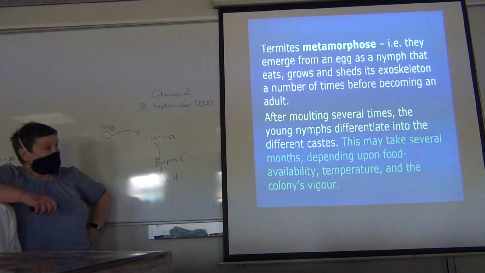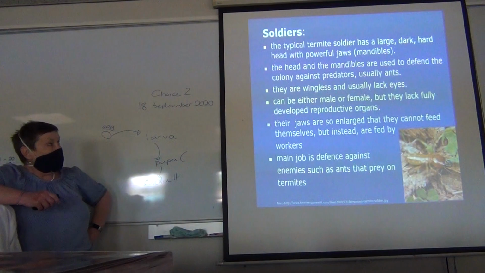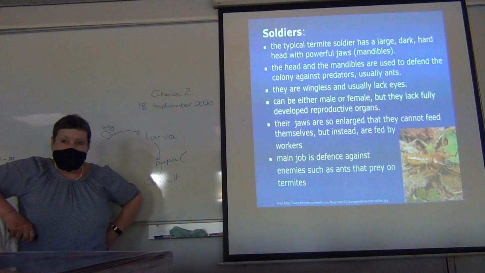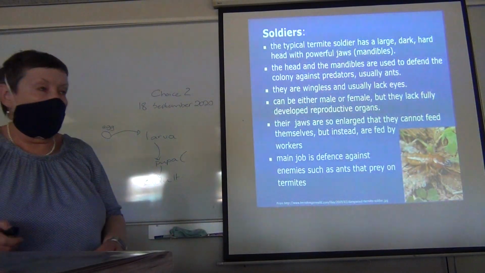After molting several times, the young nymphs differentiate into different castes. Remember, blue font, you don't have to learn. This may take several months depending on how much food is available, on the temperature and the vigor of the colony. In other words, how healthy it is at that time. Now I'm going to talk separately about the 3 different castes within the termite colony.